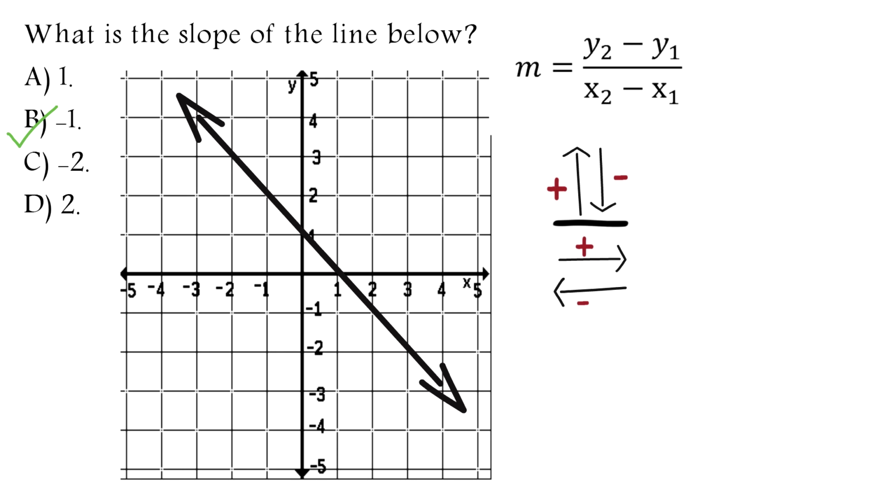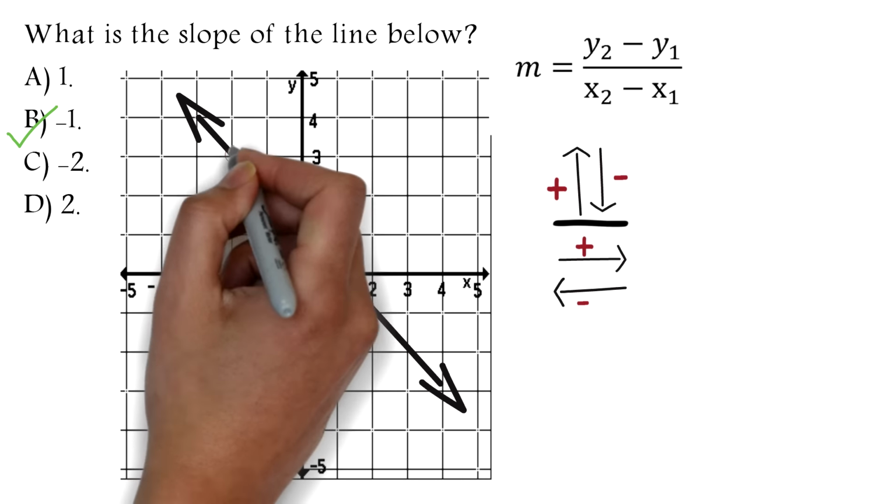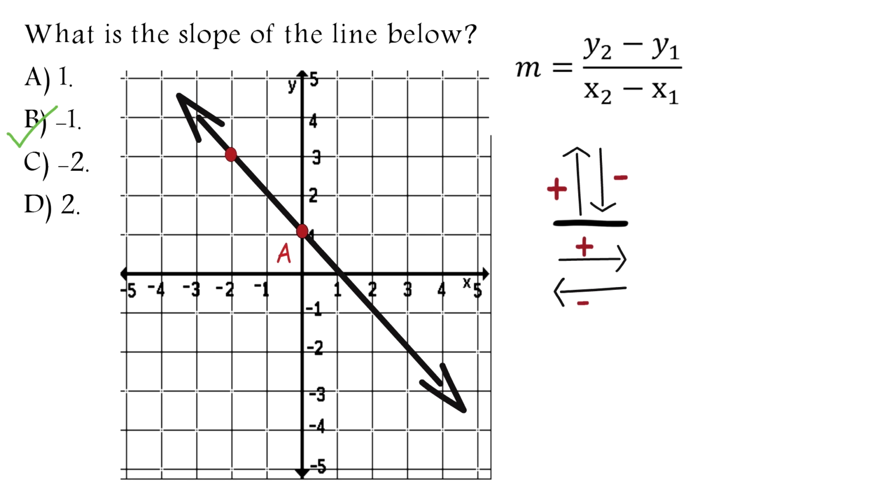Let's look at our question. Our first step will be to choose any 2 points on the line. I am choosing these 2 points. Let's call it A and B. You can choose any 2 points on the line. However, it is important to choose points that will make your work easier. Choose points whose x and y values can be easily determined. Normally, points at the corners are best.